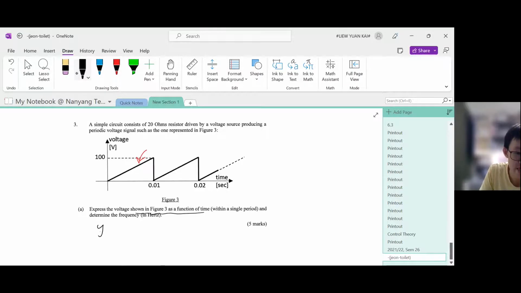So equation of a straight line is given by y = mx + c. In this case, the y values is actually voltage, so instead of y, I'm going to say v. And the x values are actually t because it's time. Okay? Then m is the gradient, right? M is given by the gradient of the straight line. And c is the y-intercept. So let me just write this down. This is the gradient. This is the y-intercept.